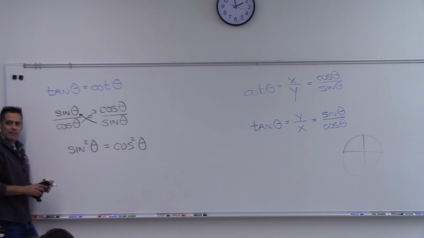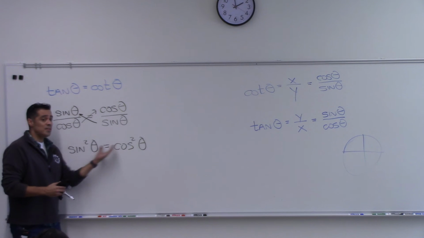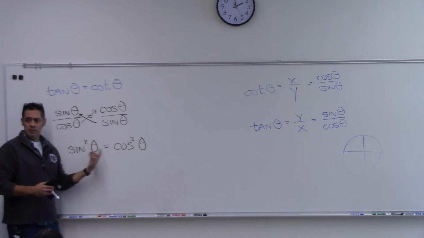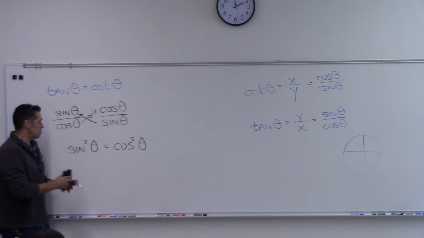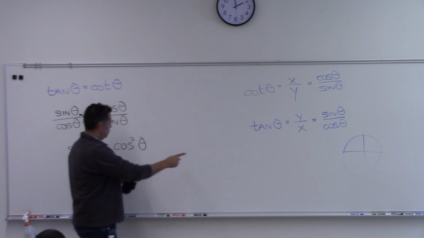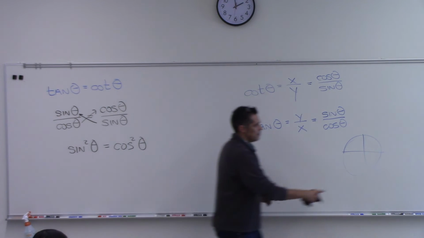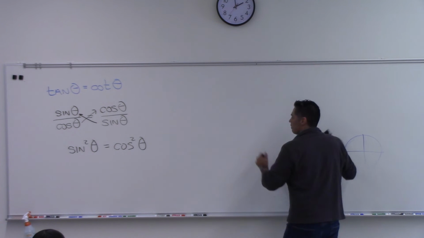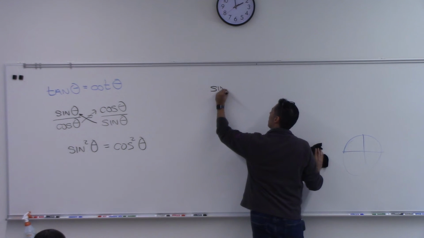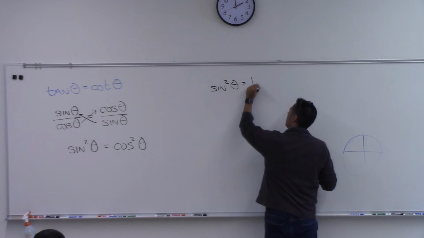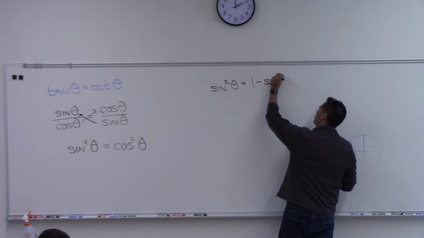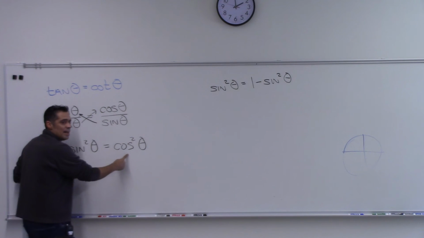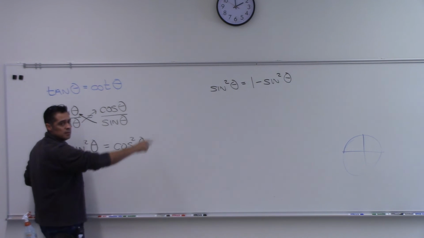It's kind of like what we had before, right? It would be nice if we get all sines and all cosines. But now that they're squared, can't I use the Pythagorean? Right? I can, right? What could I turn cosine squared into? 1 minus sine squared? Let me try that. Sine squared theta equals 1 minus sine squared theta. All I did there was replace the right-hand side with 1 minus sine squared theta.